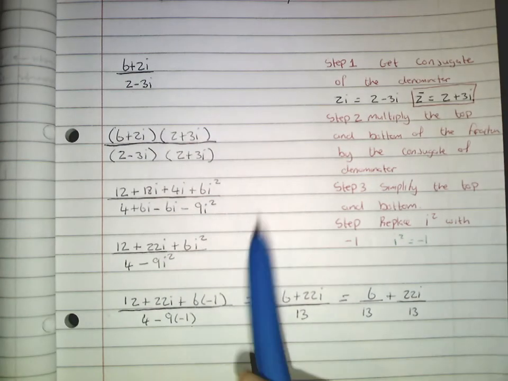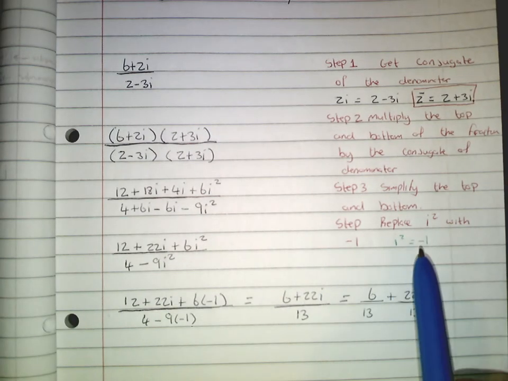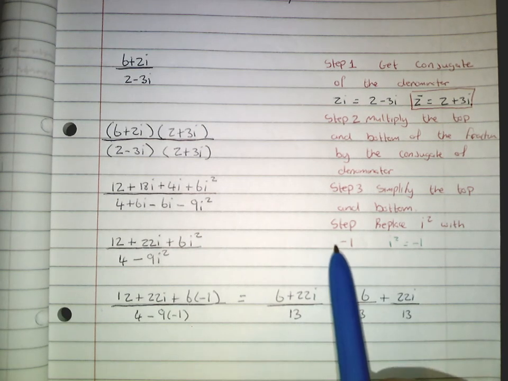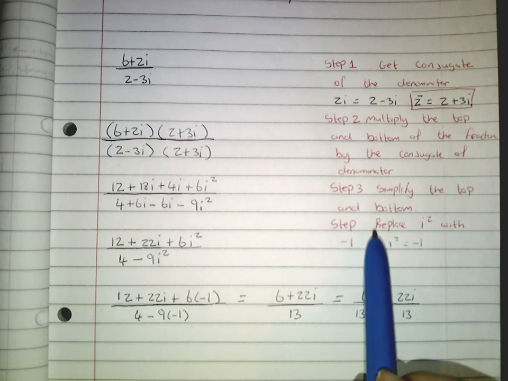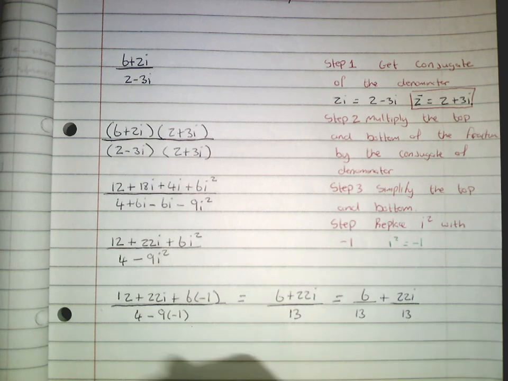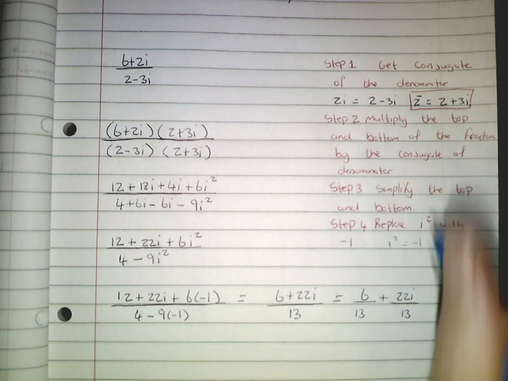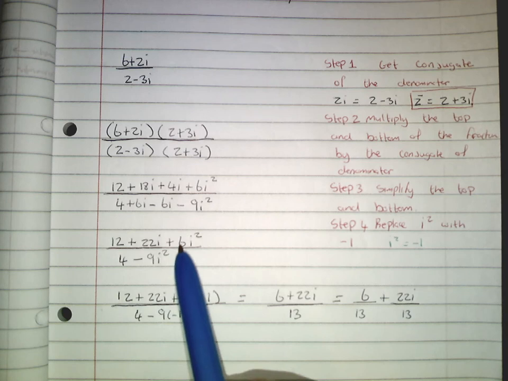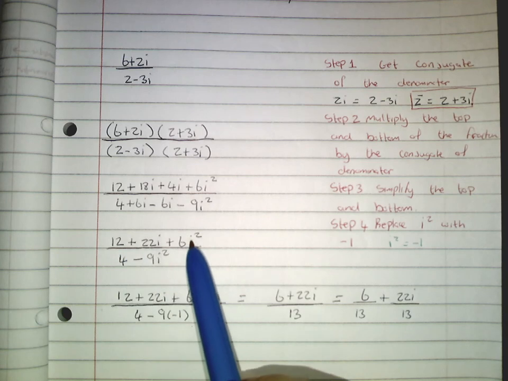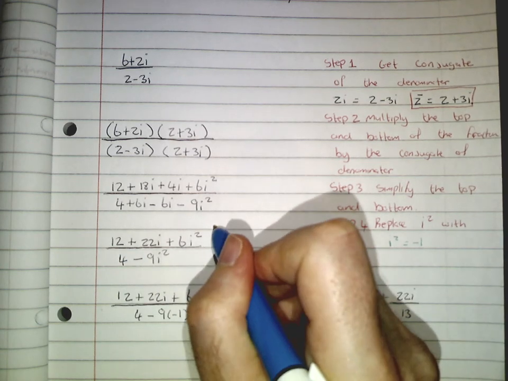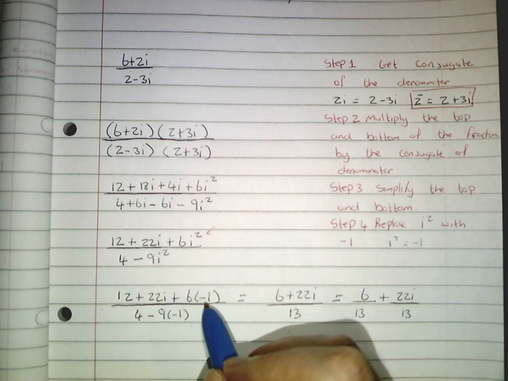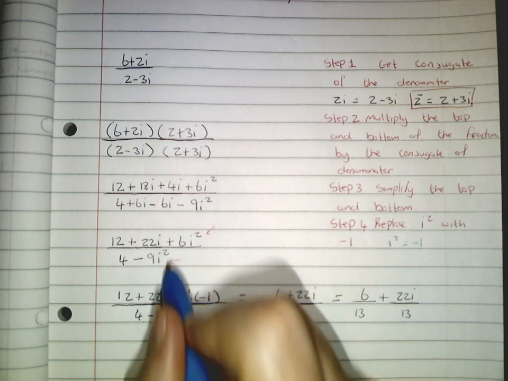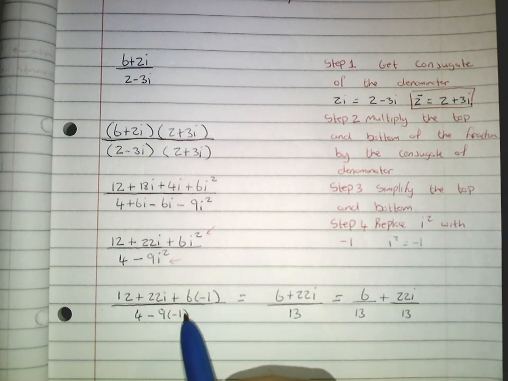The next part is we take the rule where i squared is equal to minus 1. Anywhere we have an i squared, we substitute in minus 1 in its place. So this is step 4, if you like. Step 4: replace i squared with minus 1. As you can see here, we take the i squared in the top part and substitute in minus 1. Then we do the same with the bottom, with this term here, and substitute in minus 1. So that's what we have here.